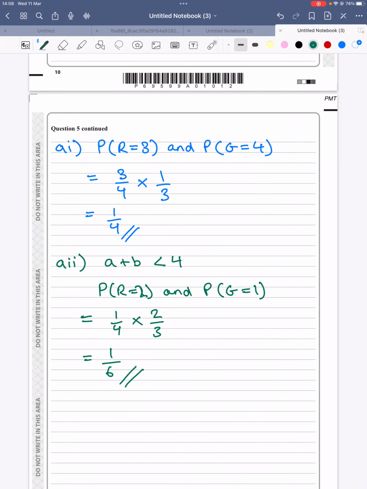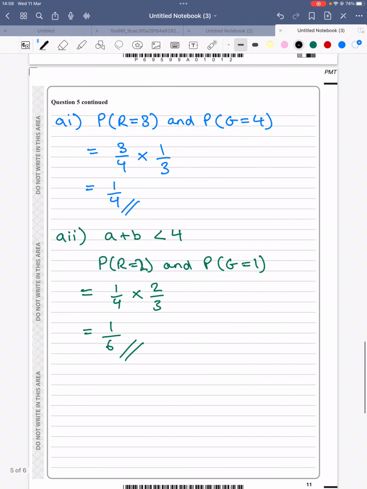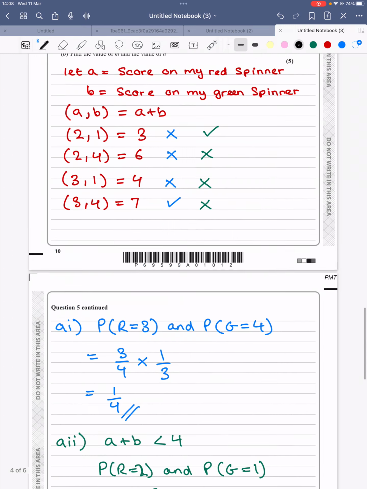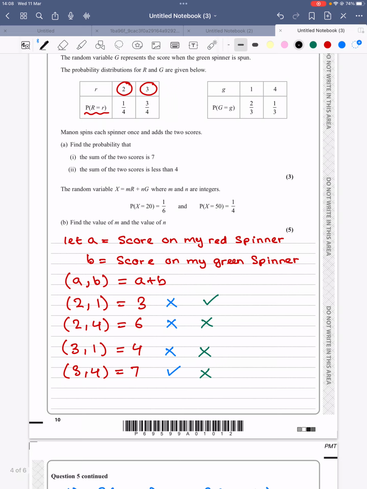Now let's try and do part B, okay? So if I'm doing part B, let's see what it says. It says the random variable X equals mR plus nG, where m and n are integers. We also know that the probability X equals 20 is 1 out of 6, and the probability X equals 50 is a quarter. Find the value of m and the value of n.